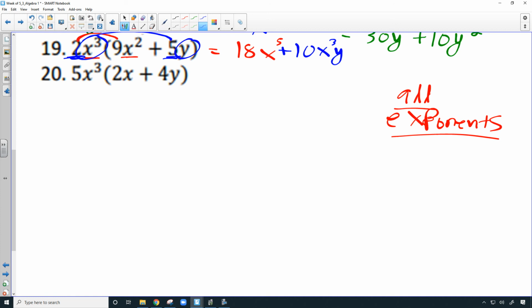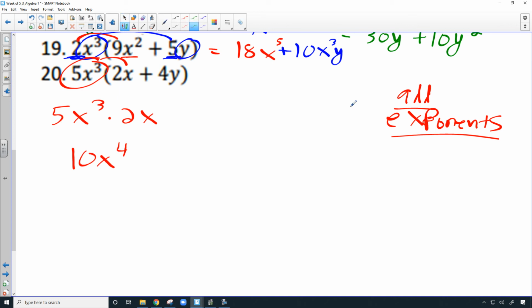Let's look at the next one, which is number 20. We have 5x to the third times 2x. So 5x to the third times 2x. What is that? 10x to the fourth. Good.